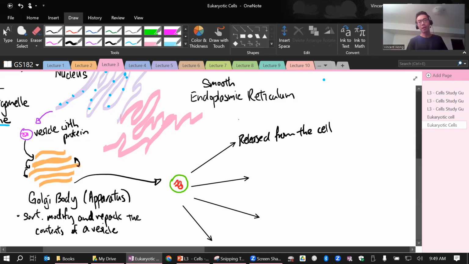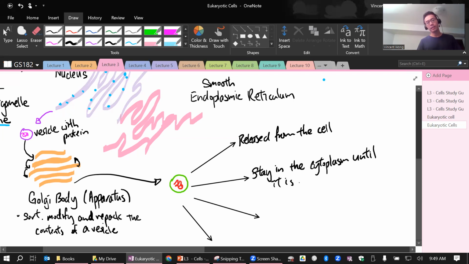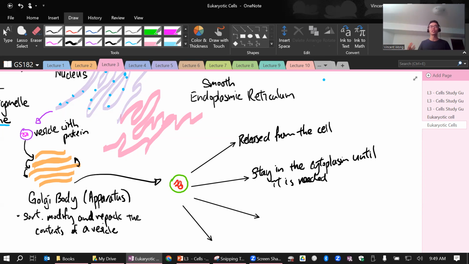Maybe you don't need it. So it will stay in the cytoplasm until it is needed, right? Sometimes we cannot make things on demand in the body. It's too rushed, you just can't get it quick enough, right? So you want to have some of them stored, and then release them as soon as you need them.